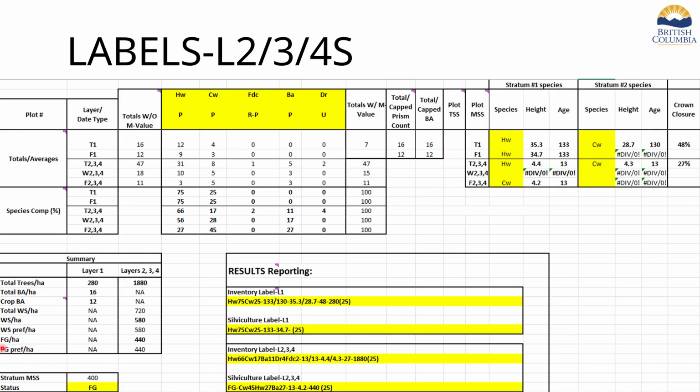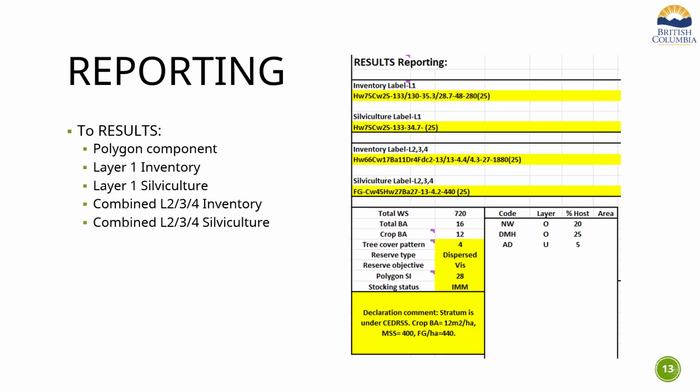So we're pulling the free growing per hectare right here, not the free growing preferred. So it's 440. And then we wrap up with the year, 25. Now to wrap up, everything else in this table also needs to be reported to RESULTS, and I'll just go over it quickly. So first we have forest health.